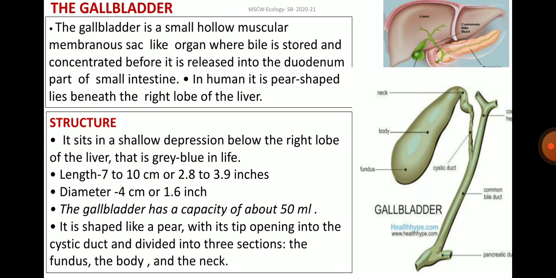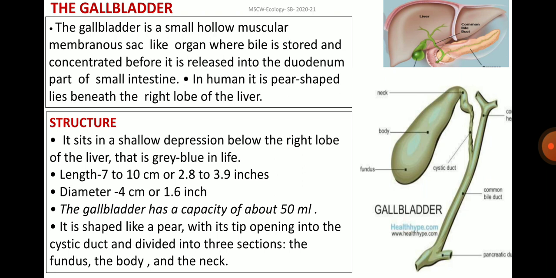It is a thin-walled green muscular sac which is approximately 10 centimeters long and that snuggles in a shallow fossa on the ventral surface of the liver. Its rounded head protrudes from the inferior margin of the liver, which you saw and you can even see now in the first diagram of this slide.